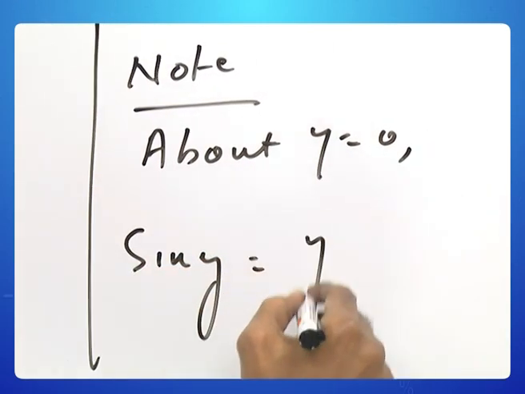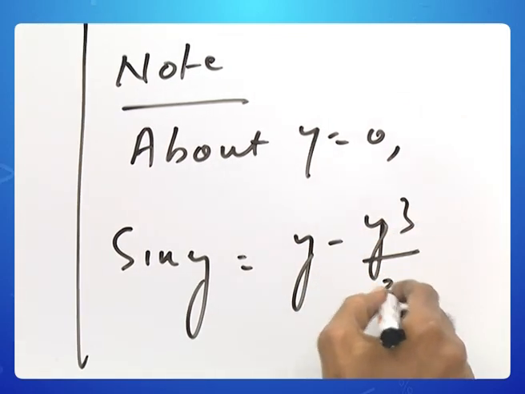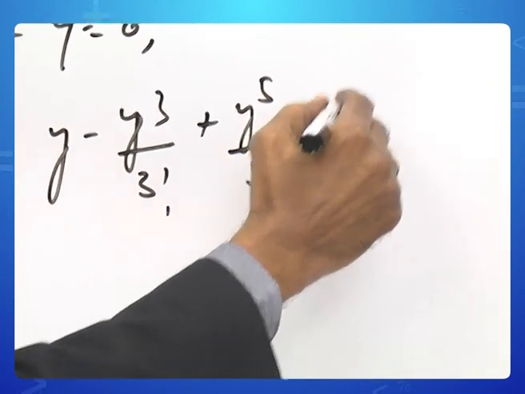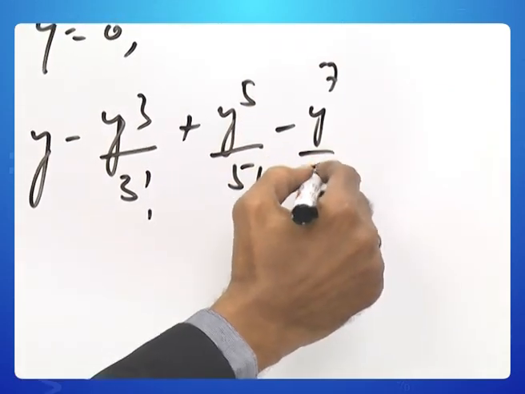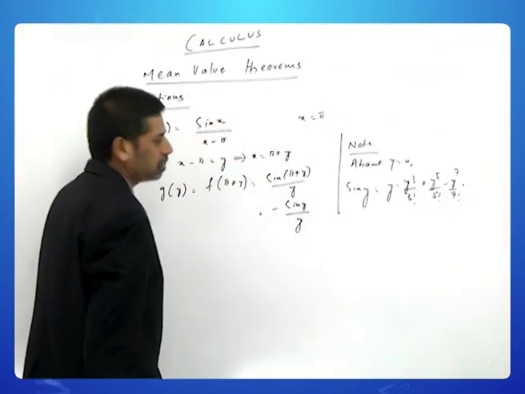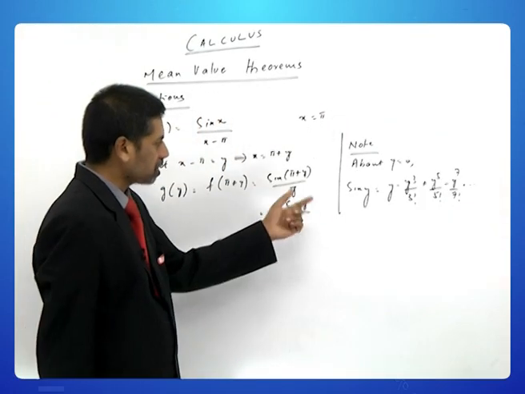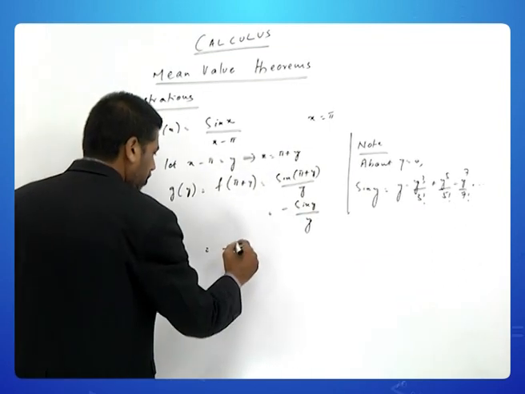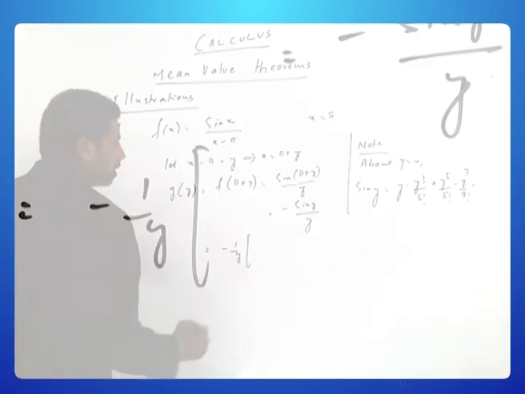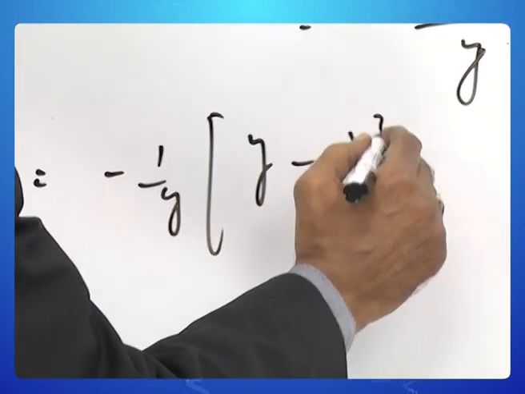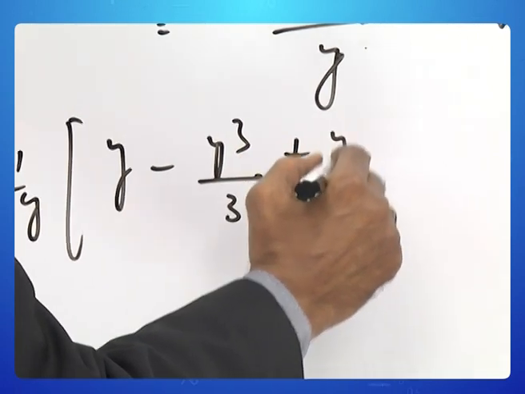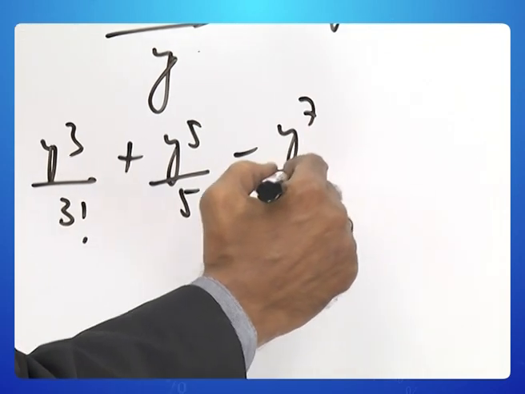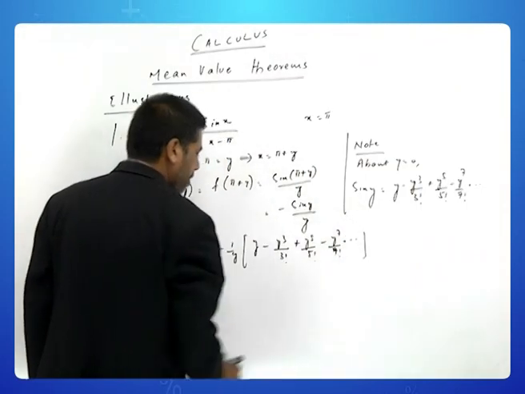sin y has got a power series y minus y cube by 3 factorial plus y power 5 by 5 factorial minus y power 7 by 7 factorial and so on. So, that is nothing but the Maclaurin series of sin y around y is equal to 0. So, when you use that result here, you get minus 1 by y into y minus y cube by 3 factorial plus y power 5 by 5 factorial minus y power 7 by 7 factorial and so on.